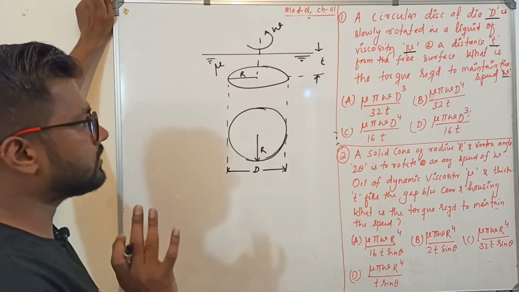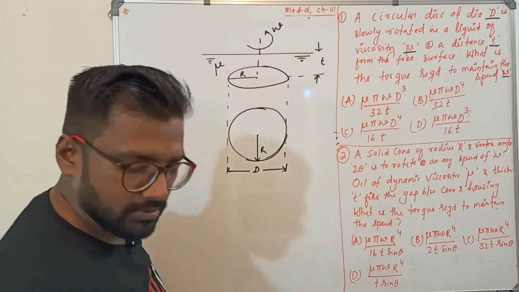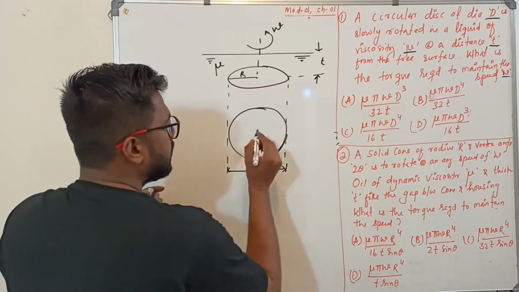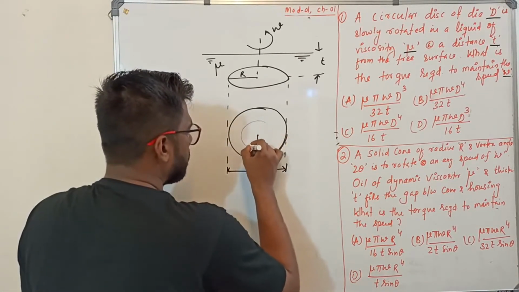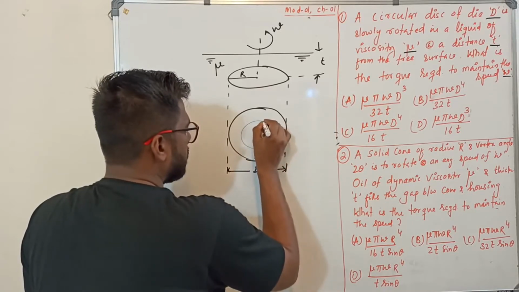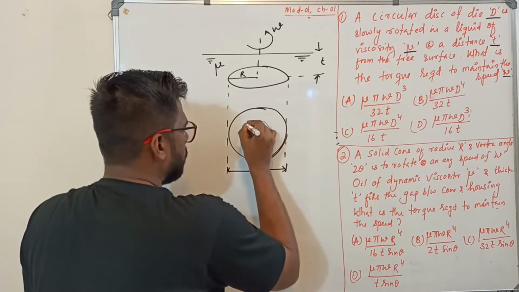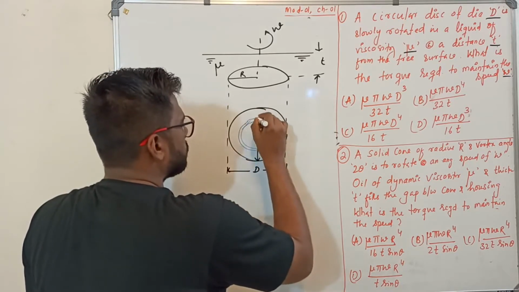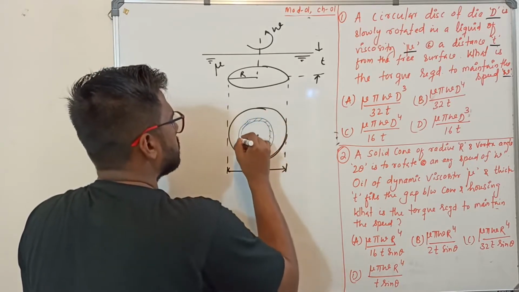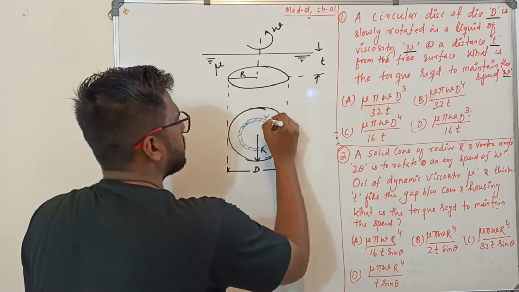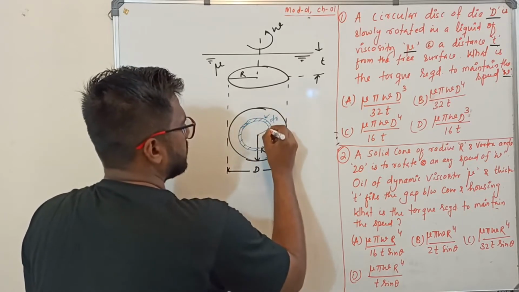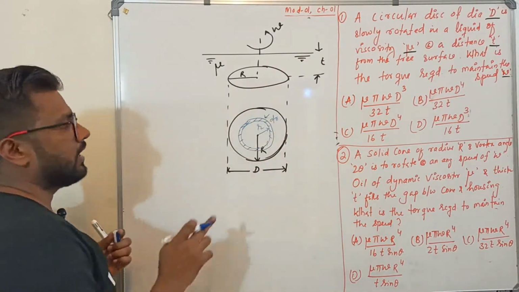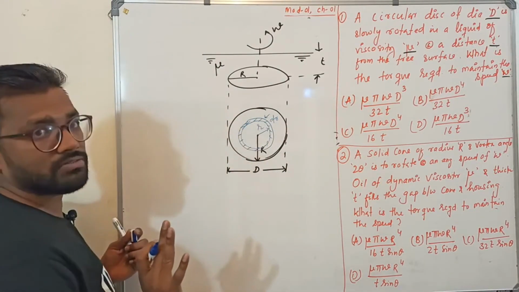I'm going to erase the drawing after some time. To proceed, first we'll take a circular strip whose thickness is dr. This strip is at a distance r from the center.